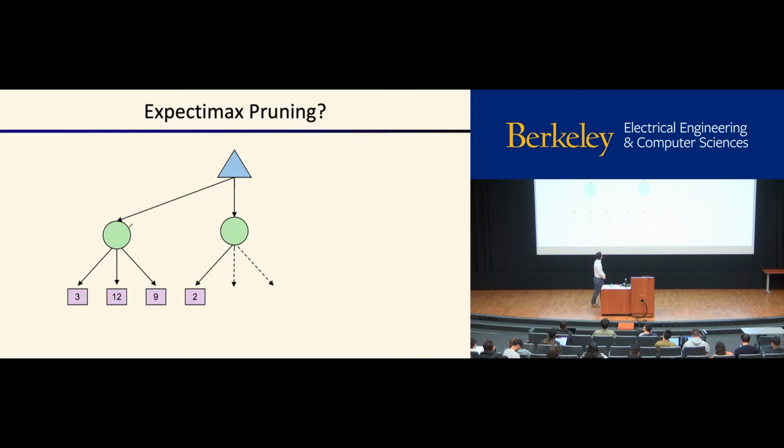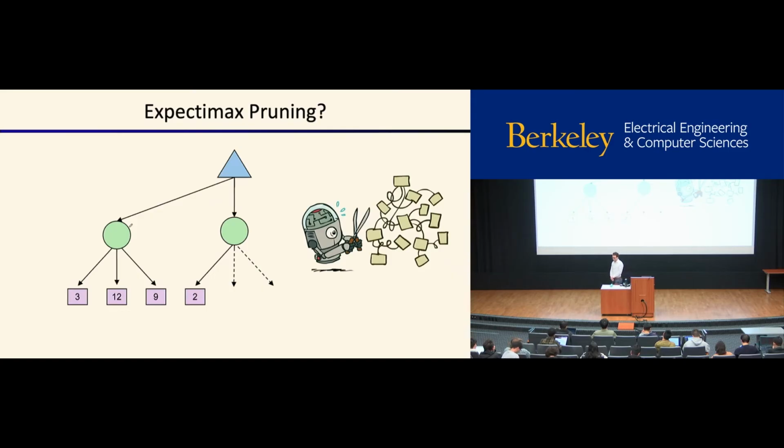So someone asked, what about pruning? What about chance nodes and pruning? Can we do this? Well, it gets really complicated. Essentially, what we were doing before, why we were able to do pruning, was we were imagining what it would be like to open up these nodes, right?